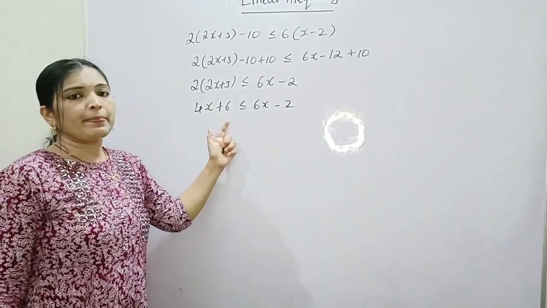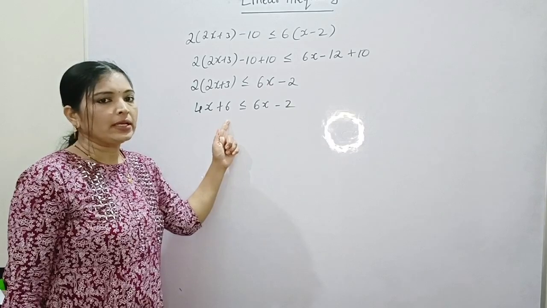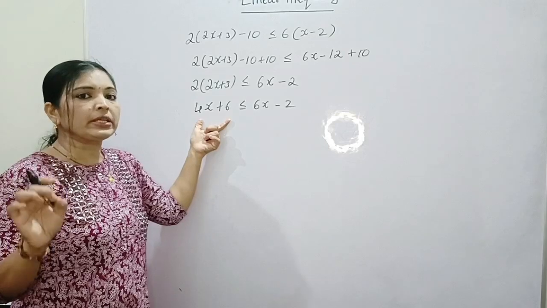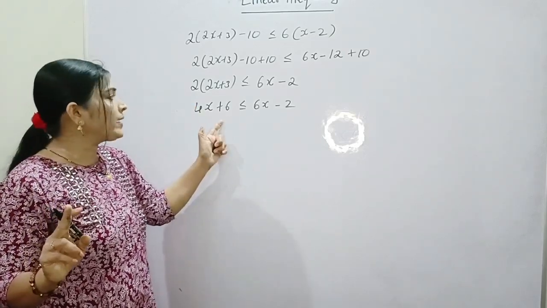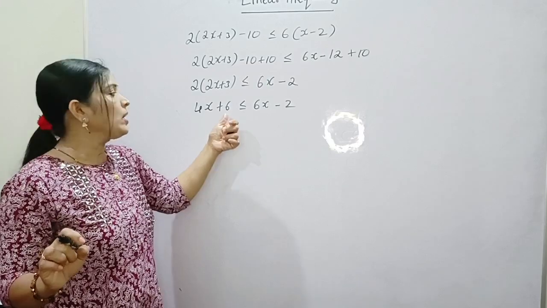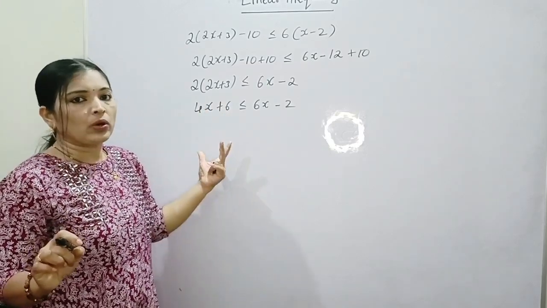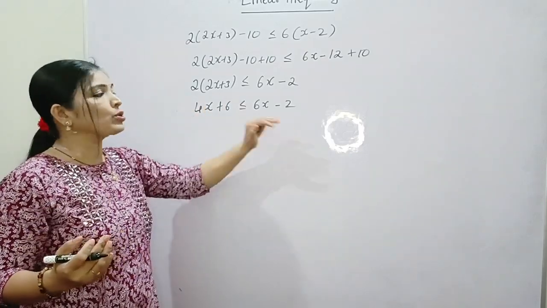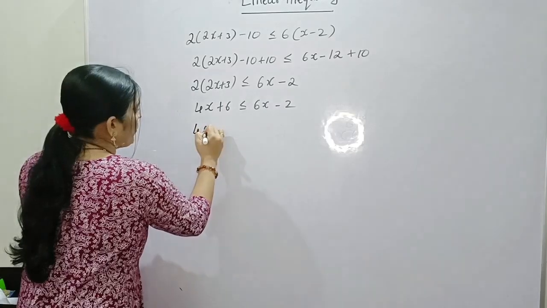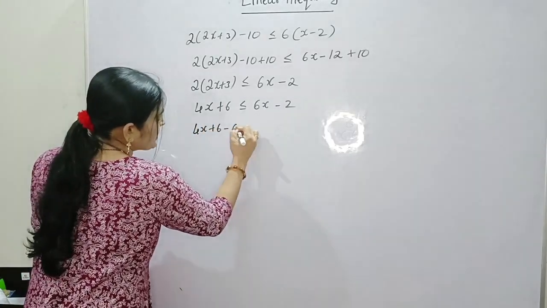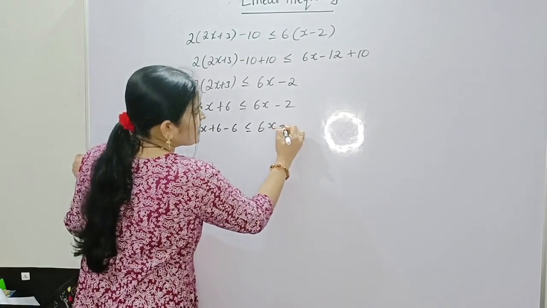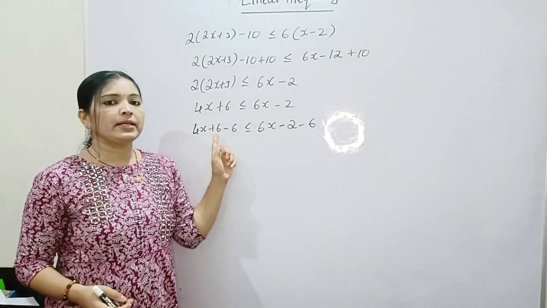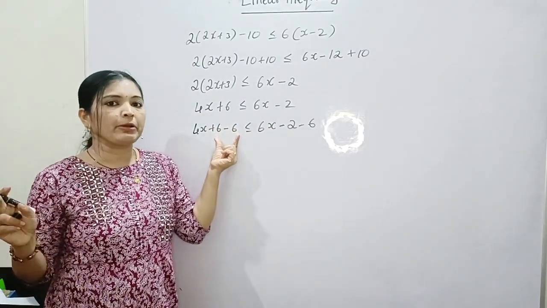Now here, next step, let us cancel 6. We have to make x on the left side, only with the coefficient 1, so we have to cancel 6 first. For that we will subtract 6 on both sides. That is, 4x plus 6 minus 6 less than or equal to 6x minus 2 minus 6, isn't it? So that we will get 0 here, right? 6 will be cancelled.